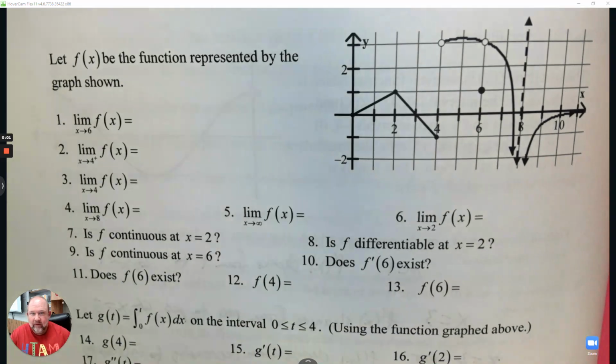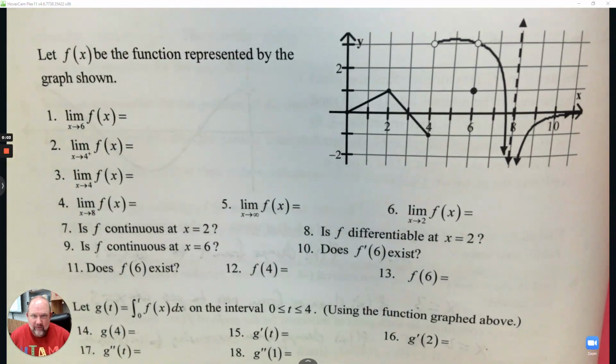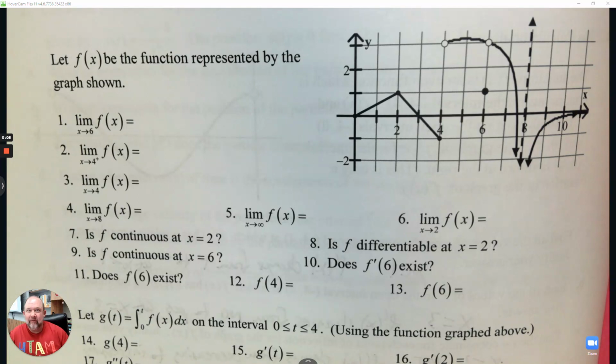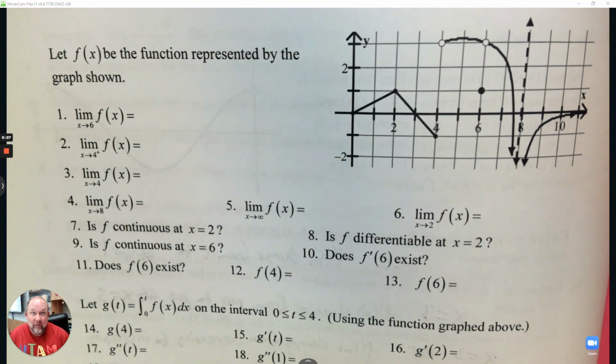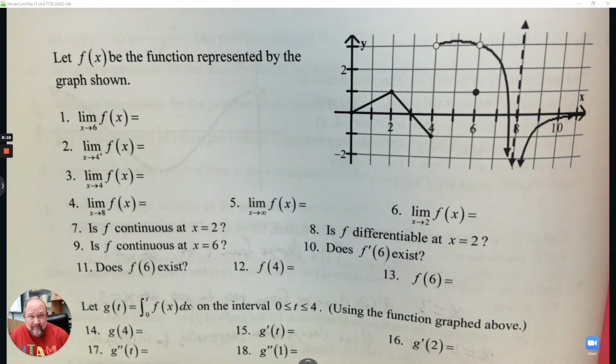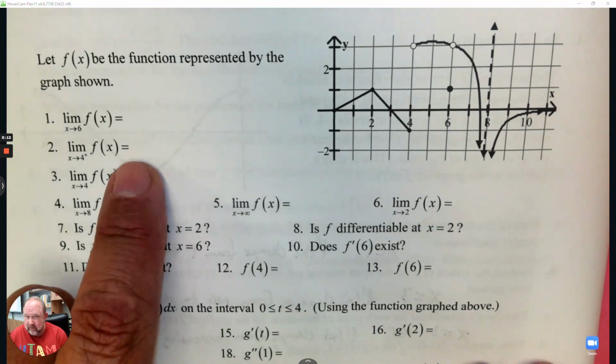All right, I really want you to do this first. This is the most basic of all the review assignments, and I really want you to try it first, okay? All right, here's the answers, but you try it first.